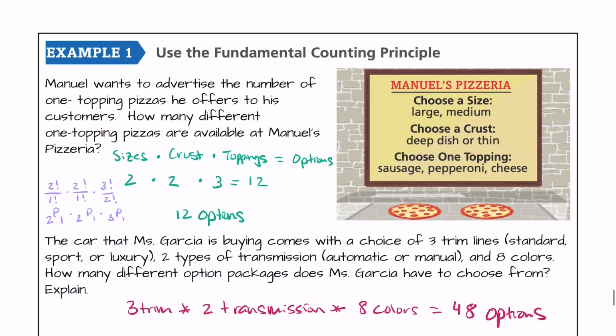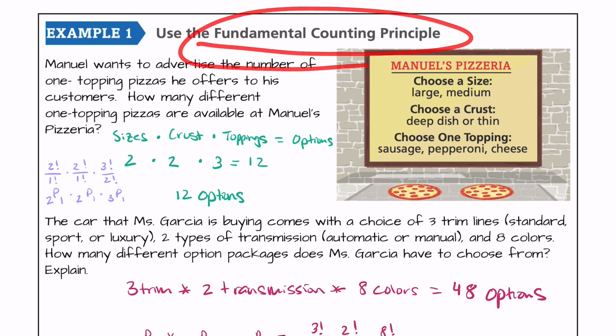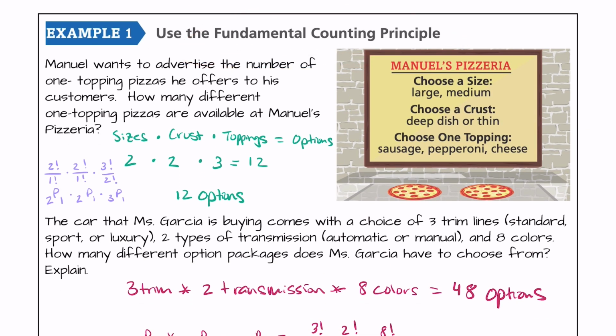The last thing is a fundamental counting principle. It's a simple idea where we just take something like a pizzeria, take a large and a medium, a deep dish and a thin, and a sausage, pepperoni, and cheese. Well, I can pick a large or a medium, so boom, that's your 2 sizes. Your 2 crusts are deep and thin, and then sausage, pepperoni, cheese are 3. You just multiply them together, you get 12.